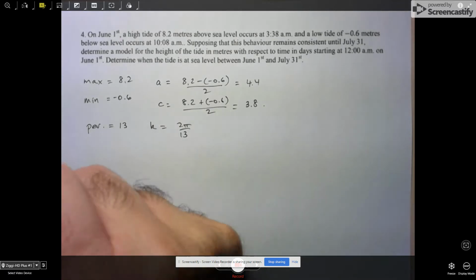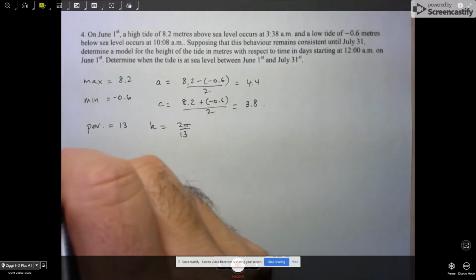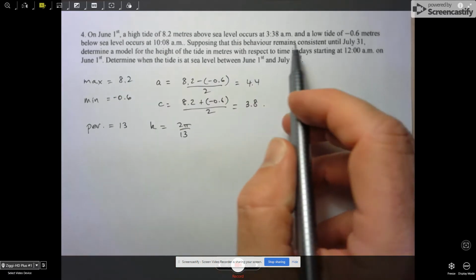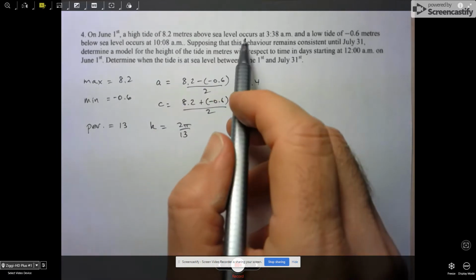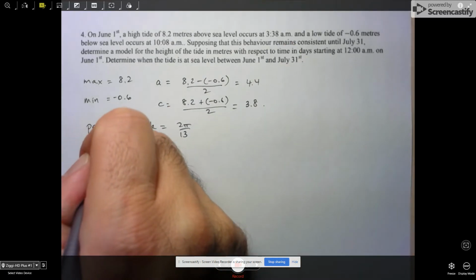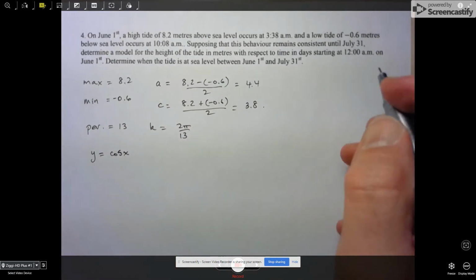All right, now we have to figure out our parent function and phase shift if needed. Okay, and so here again, you're going to see me use a little graph to help me out. So I noticed that we're starting at 12 a.m. on June 1st, and high tide occurs at 3:38 a.m. That's the one that occurs first. So I think that's what I'm going to use as my parent function. I'll use y equals cos x, which starts at the maximum, but I'm going to need a phase shift.